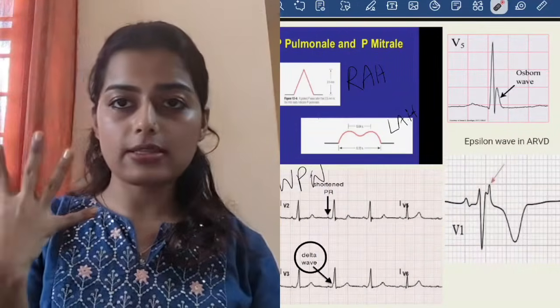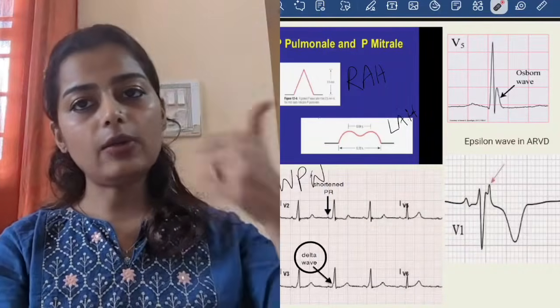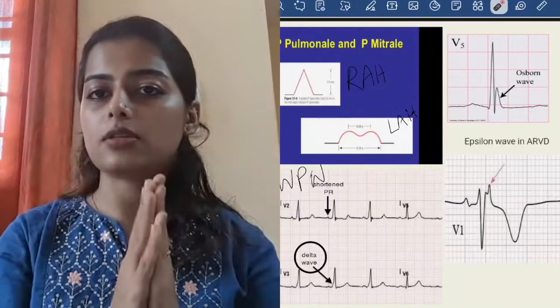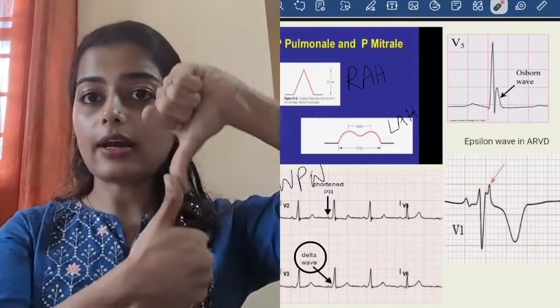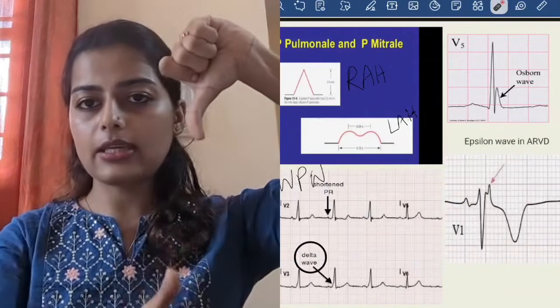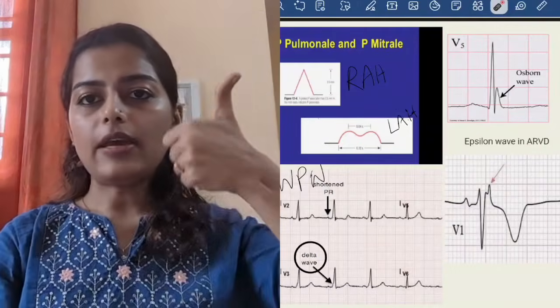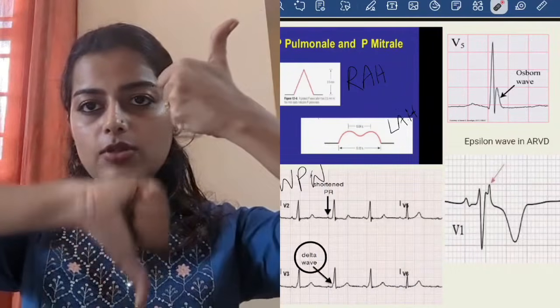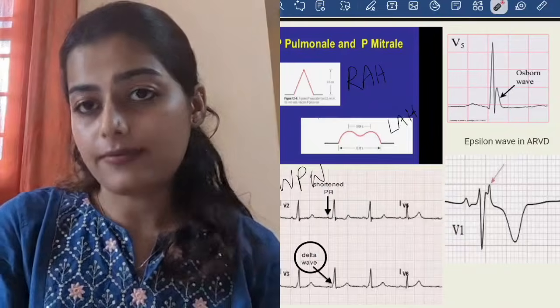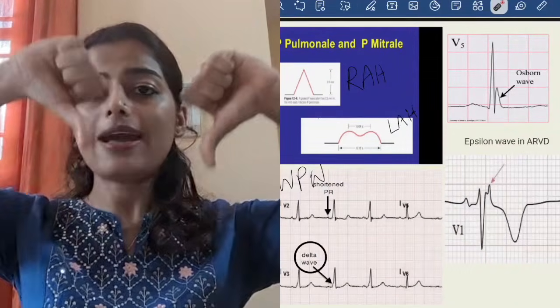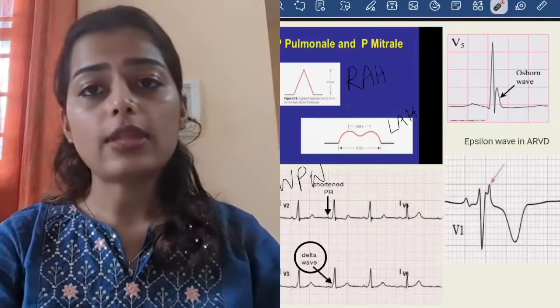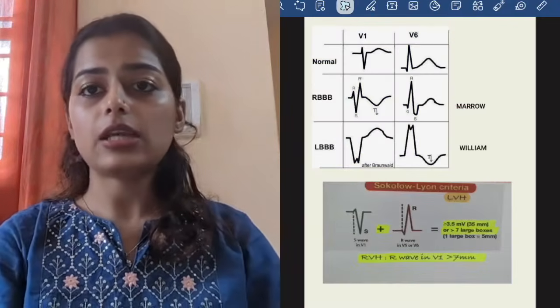So these 4 axis deviations you have to memorize. Lead 1 positive, lead AVF positive, this is normal. When they are reaching towards each other, lead 1 negative and lead AVF positive, it is right axis deviation. When they are leaving each other, lead 1 positive and lead AVF negative, it is left axis deviation. And the complete opposite of normal, both negative, is extreme axis deviation. So that's it about axis deviations in an ECG.